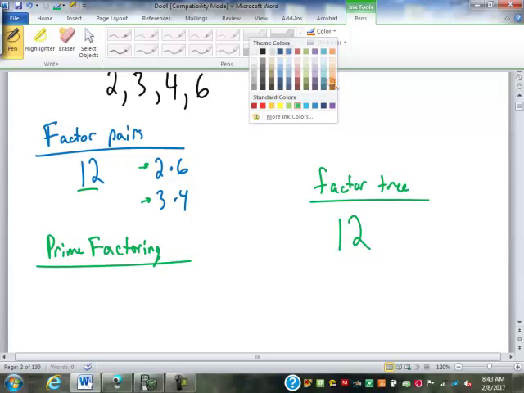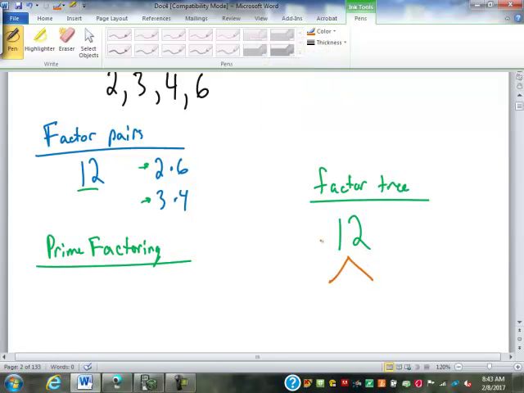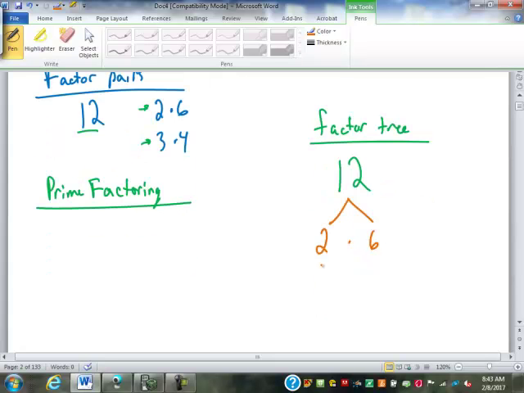So I look for any number that's a factor of 12. Okay, 2. And then 12 divided by 2 is 6. So 6 is left over. 2 is what we call prime. A prime number has no factors. In other words, the only things it can be divided by are 1 and itself. At least the only whole numbers it can be divided by are 1 and itself.